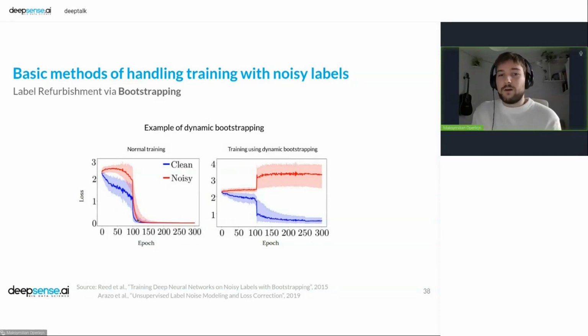So the model will overfit. In the example of dynamic bootstrapping, as you can see, the loss can be easily separable. It means that we can separate the noisy examples from the clean examples and then learn with them, right? Dynamic bootstrapping is basically a beta parameter which will change over time. How it will change, we will describe in the next part, because estimating the beta is more complex.